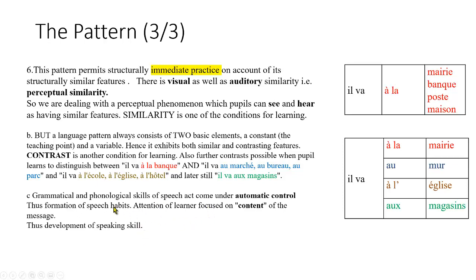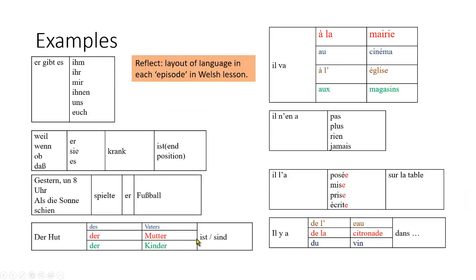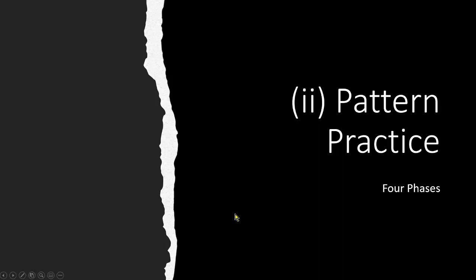The aim is that these grammatical and phonological skills of the Speech Act come under automatic control. You're not having to think about it, it's a habit, so the learner can be focused on whether they're wanting to say he goes to the person goes to the shops, rather than, oh, how do I say to the? That's really the development of the speaking skill. And here are some examples of the layout of other languages that you might have. So that's selecting a pattern first of all.